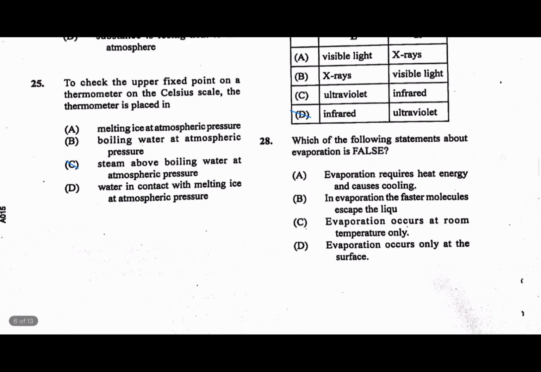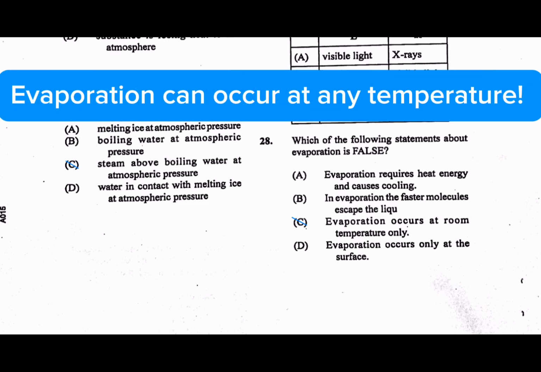Which of the following statements about evaporation is false? Okay, so the immediate answer I'm seeing here is C. They're saying that evaporation occurs at room temperature only. Now, evaporation can happen at any temperature.